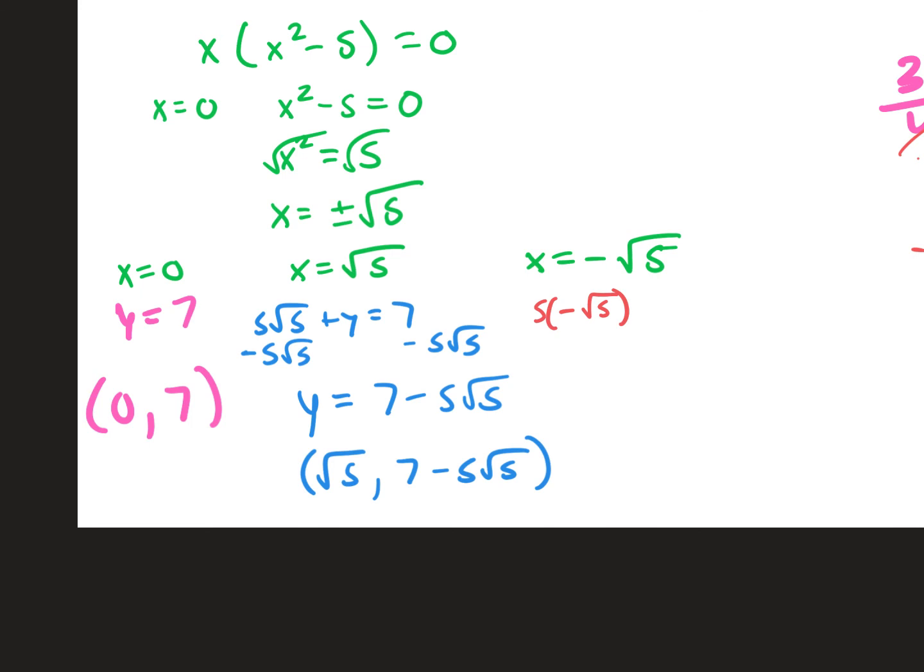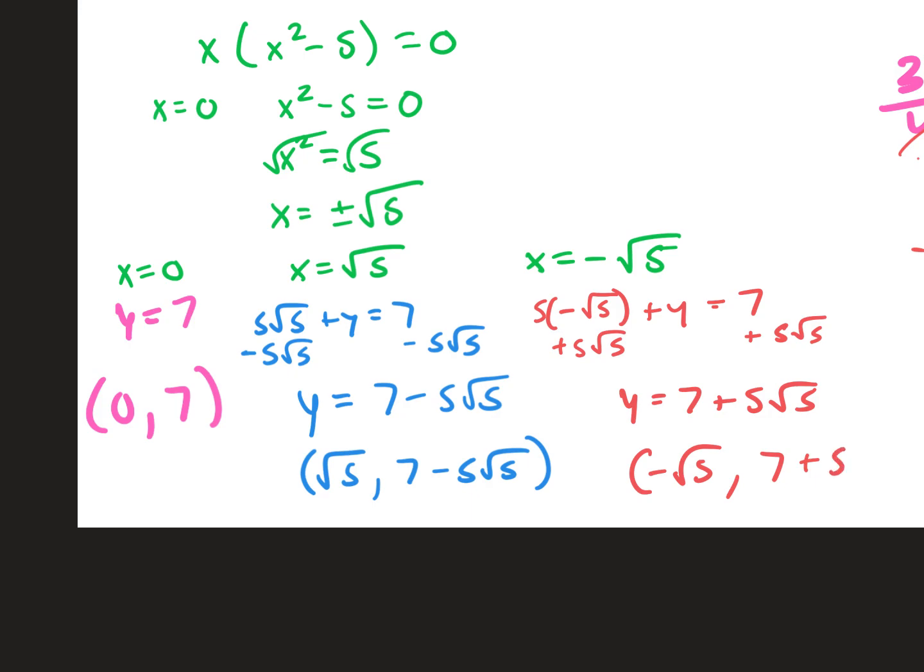So next we have 5 times negative square root 5 plus y is equal to 7. Minus 5, so it becomes a negative, so I would add 5 square root 5 to both sides. Wait, because it's a negative. Oh, yeah, because it's not like even the. Right. So y is equal to 7 plus 5 square root 5. And we write it as parentheses. So negative square root 5, 7 plus 5 square root 5.